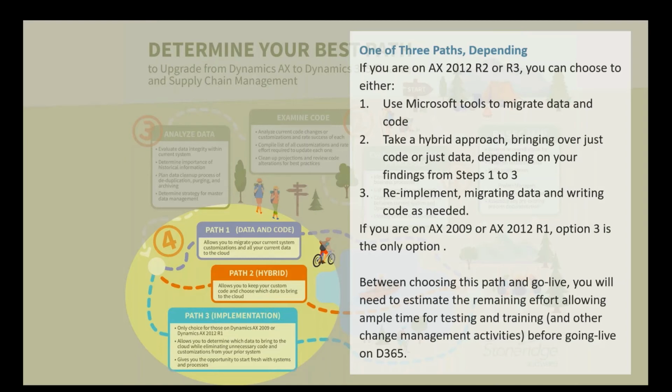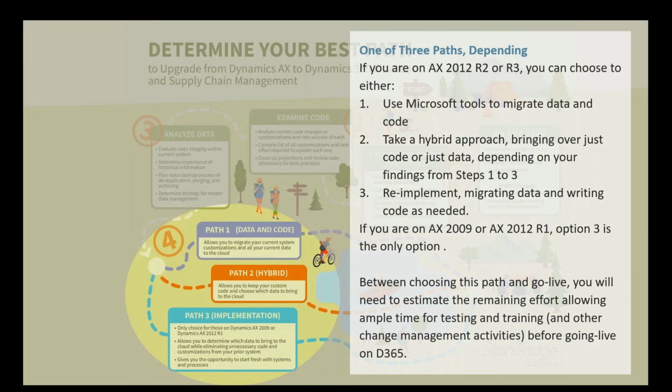But at the same point, you get the advantage of having total control in terms of your data and your code. And if it's a very large customized environment, you can actually save a pretty significant amount of money by going through a re-implementation process. So when we look at AX 2009 or 2012 R1, for example, or RTM as we would classify it, really there's not much of an option. You pretty much have to go through a re-implementation process.